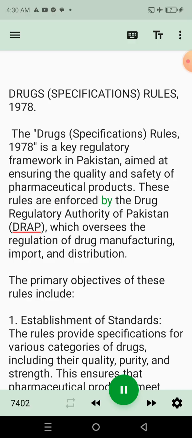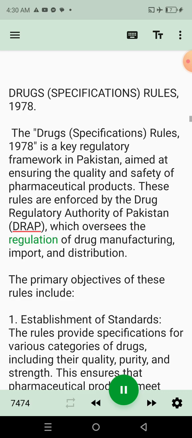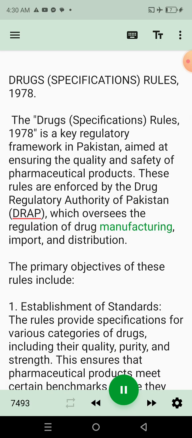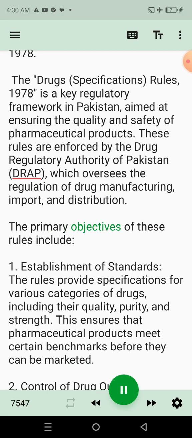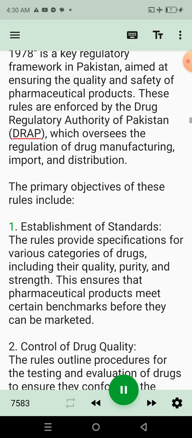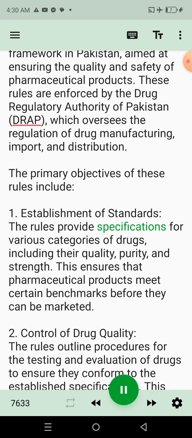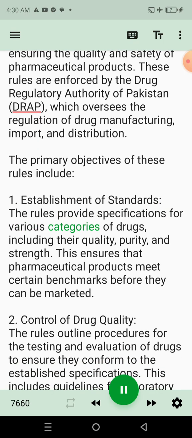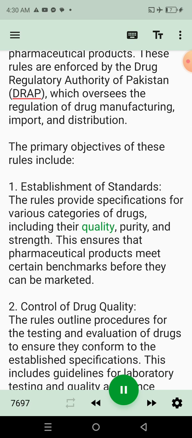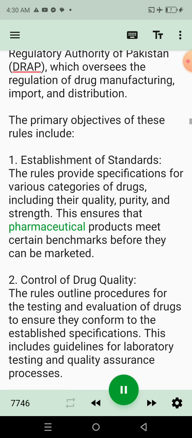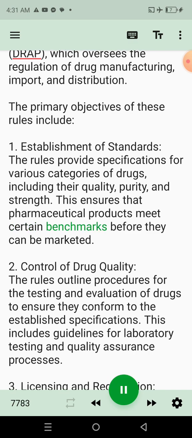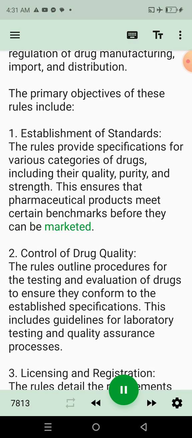These rules are enforced by the Drug Regulatory Authority of Pakistan (DRAP), which oversees the regulation of drug manufacturing, import, and distribution. The primary objectives of these rules include: 1. Establishment of standards. The rules provide specifications for various categories of drugs, including their quality, purity, and strength. This ensures that pharmaceutical products meet certain benchmarks before they can be marketed.